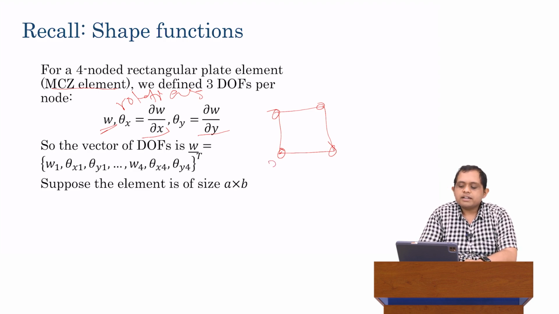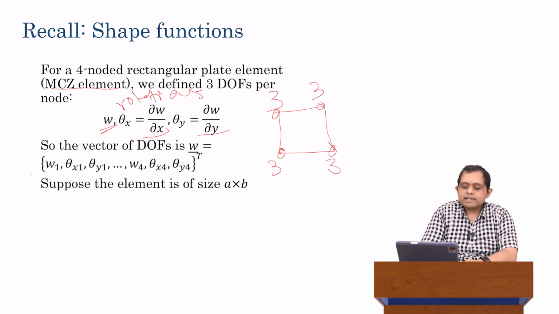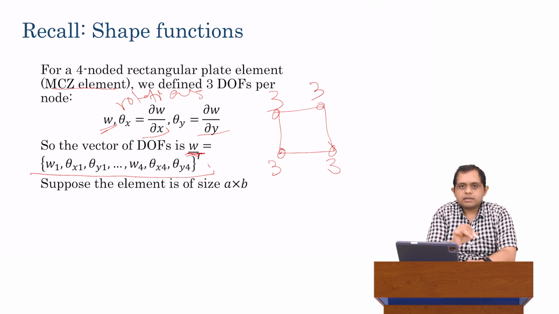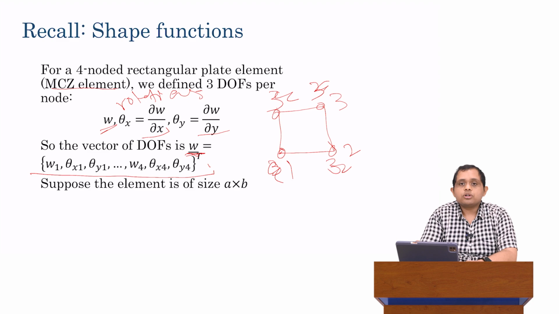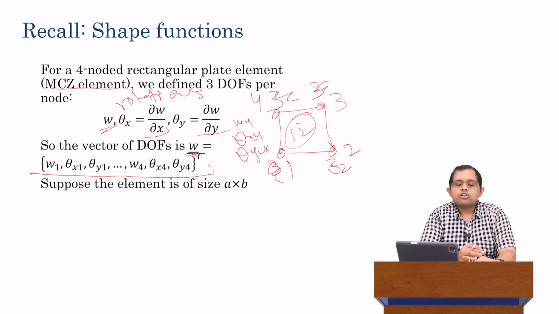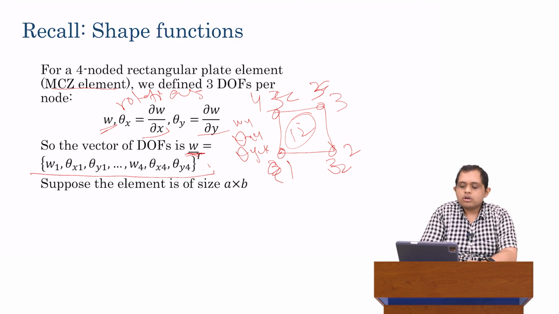So each node has 3 degrees of freedom, which we can compactly write into this vector W bar. Again, this underbar I'm using as a vector. This is W1, theta x1, theta y1, the degrees of freedom at node 1. Degrees of freedom at node 2: W2, theta x2, theta y2. At node 3, it's going to be W3, theta x3, theta y3. And at node 4, it's going to be W4, theta x4, theta y4. So in total, we have 12 degrees of freedom. We can write this compactly in the form of this vector W, which is of size 12 by 1.